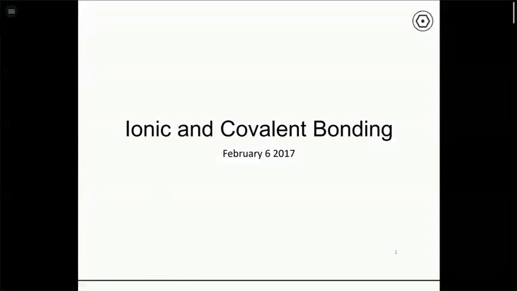Okay, so what we talked about all last week at kind of a breakneck pace was the quantum mechanical model for electron configurations and how to determine what those configurations are for specific atoms.